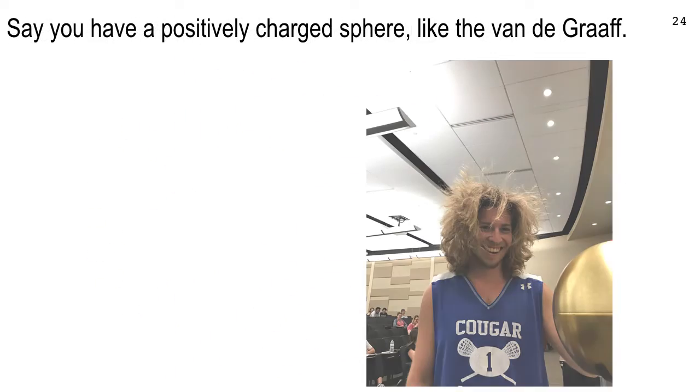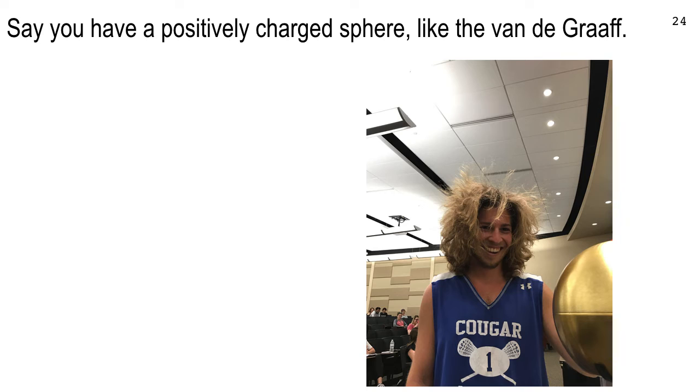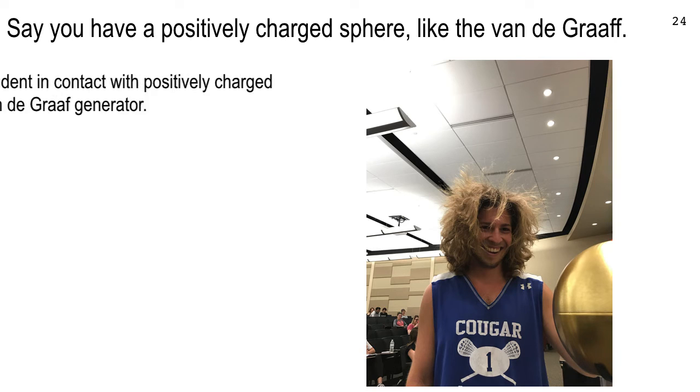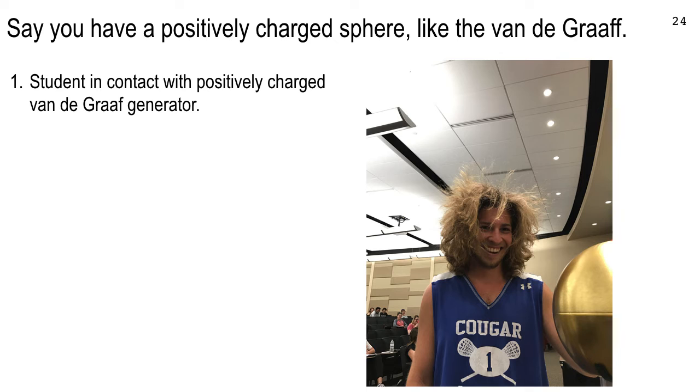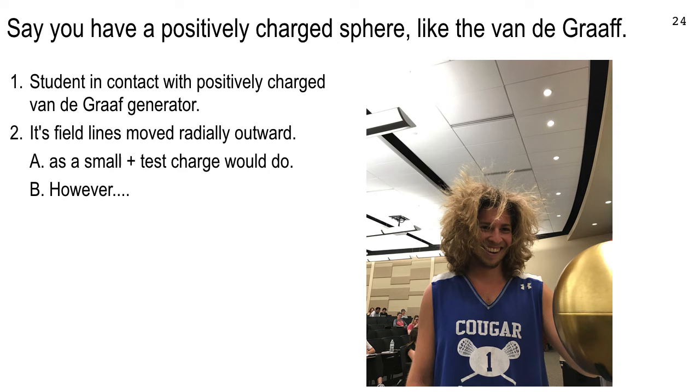All right, now this is one of my students. See that lecture hall? Does that look familiar? See the tiles behind it, like these ones right over here. So that's one of my guys from a few semesters ago, and there's the Van de Graaff, and you can see his hair is flying into the universe. So this student's in contact with a positively charged Van de Graaff generator, and its field lines move radially outward, and that's what a small positive test charge would do.